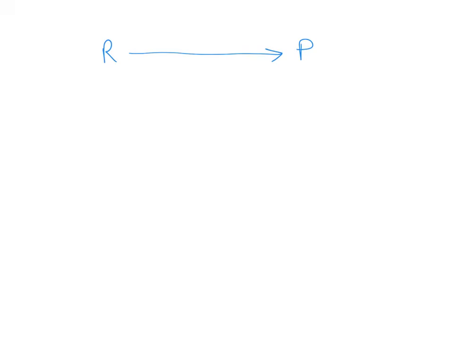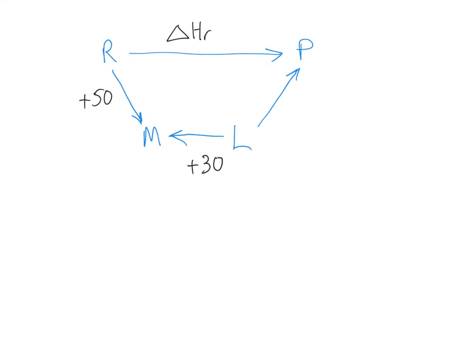This is made slightly more complicated if the arrows don't always point in the same direction. So suppose we can turn our reactants into products, but we can also turn our reactants into chemical M, and chemical M can also be made from chemical L, and chemical L can turn into chemical P, our products. And once again, we're trying to work out what the enthalpy change is for the reactants into products arrow. And let's say that R into M is plus 50, L into M is plus 30, and L into P is plus 40. This time, we're applying the same principle.